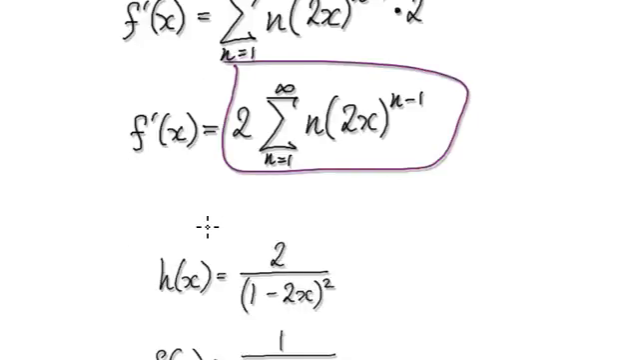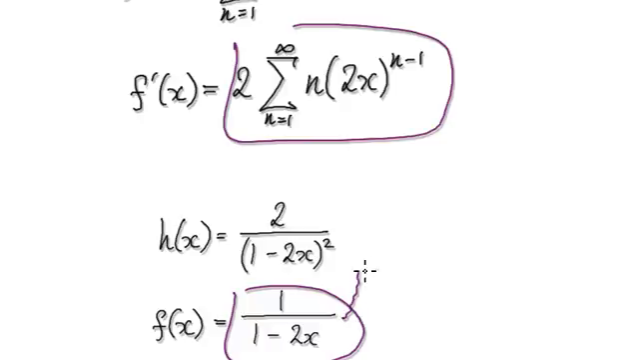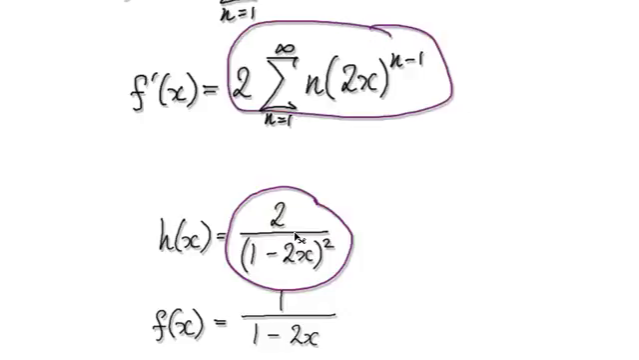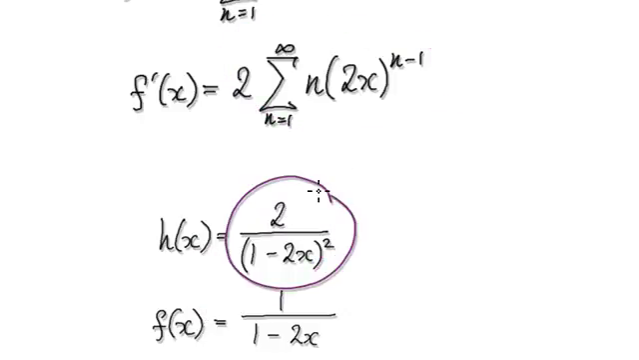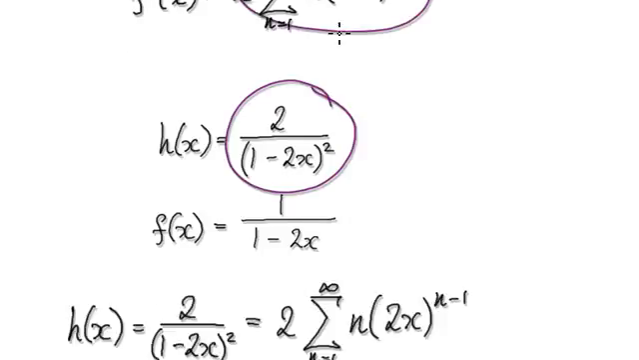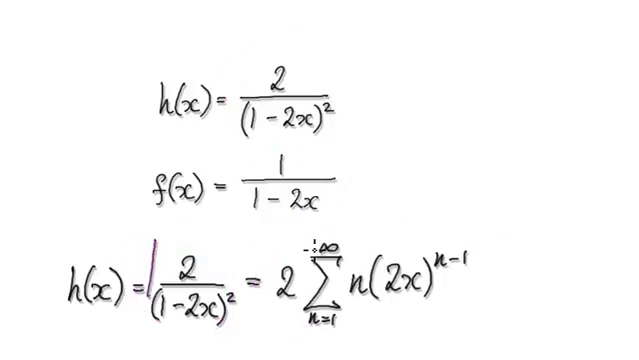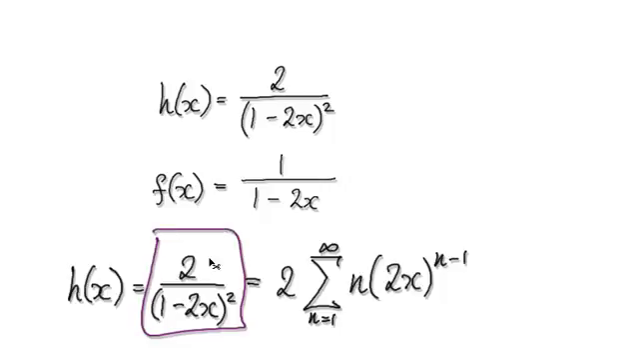So when you differentiate f of x, it gives you this. Remember, f of x is this thing here. When we differentiate f of x, it gave us this thing here. So we can say that this thing here is equal to this thing here, because if you differentiate this, it gives you this. So now this here is our power series representation of our function here. Okay.